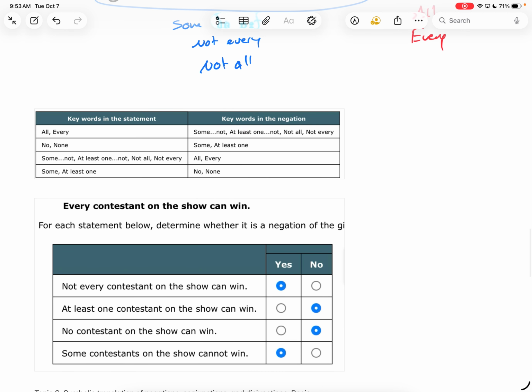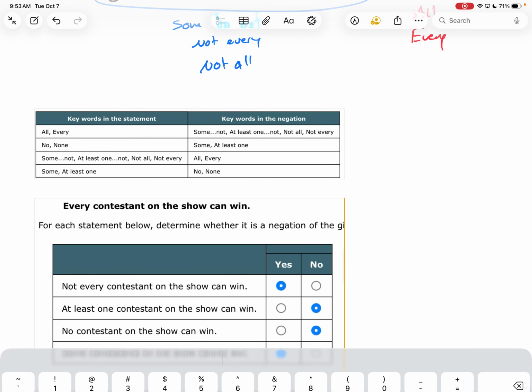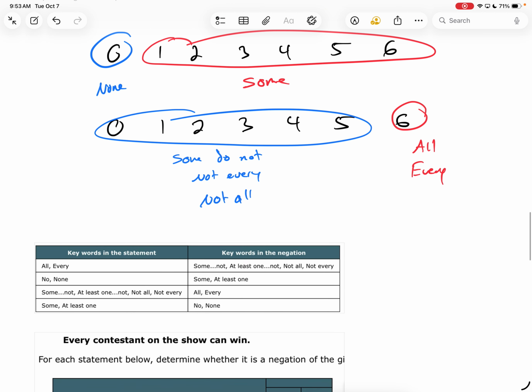Every contestant on the show can win would be all the winning. Some contestants on the show cannot win covers all the other scenarios except the all. Does that make sense? So that is why it's a negation. There is no scenario that can make both of those be true. Some contestants on the show cannot win would cover all the other scenarios. That's why it's a negation. It's the opposite of all, and it can cover all the other scenarios.